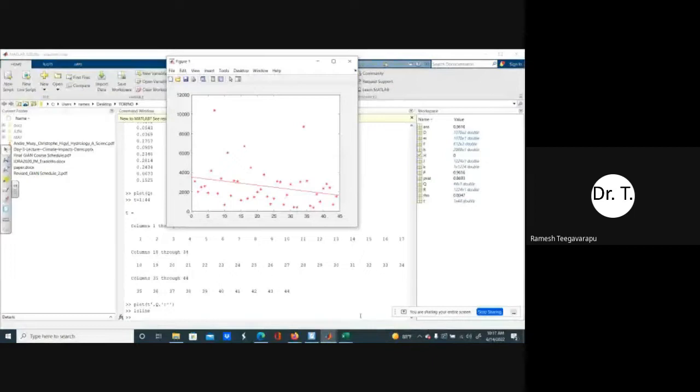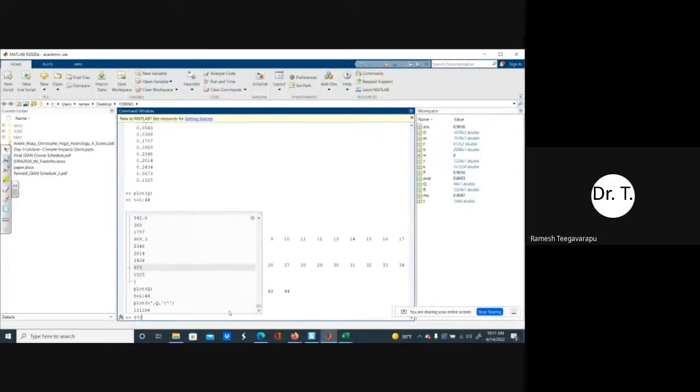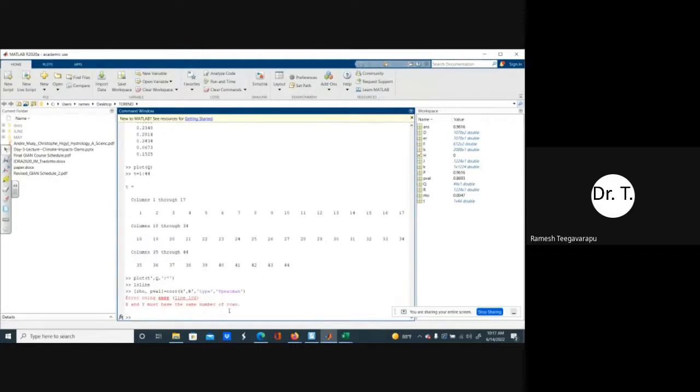So quickly, let us do an SR test on this one so that we can prove that the trend is there, the decreasing trend in case of your Tapi River. So let me go ahead and use my old command, COR. Okay, go and change to T, and then this is Q, and then Spearman.